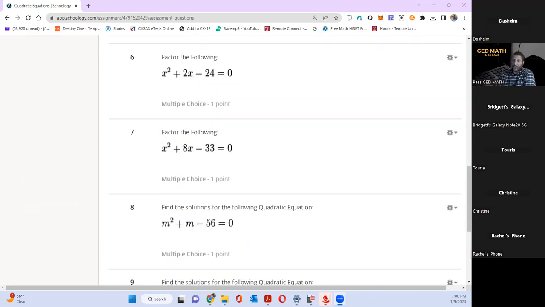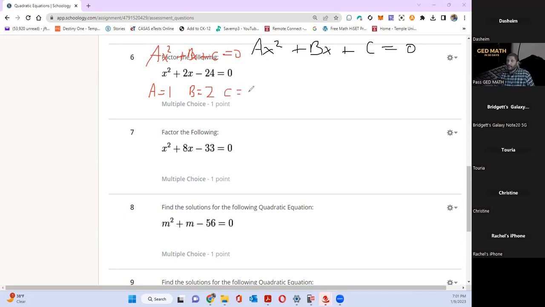Factor. I'm going to show you, it's quite easy. The standard form is ax squared plus bx plus c equals 0. Again, we're doing the same exact thing. So my a is what? 1. My b is what? 2. My c is what? Minus 24.